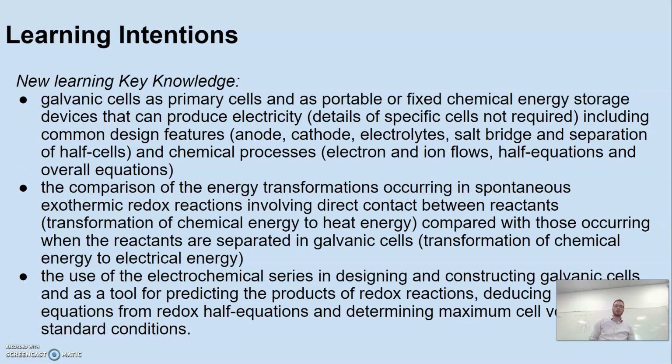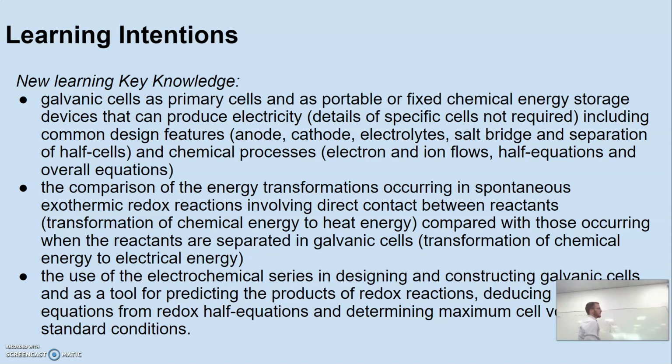All right, and so this is what we're moving on to today. Galvanic cells as primary cells. We'll talk about the definition of what that means, and as portable or fixed chemical energy storage. Right, so it's an extension on from this idea of fuel. So fuel is stored energy that can be then converted into heat or work, right? So if a battery or a primary cell can convert the chemical energy into electrical energy for us to be able to use for something.